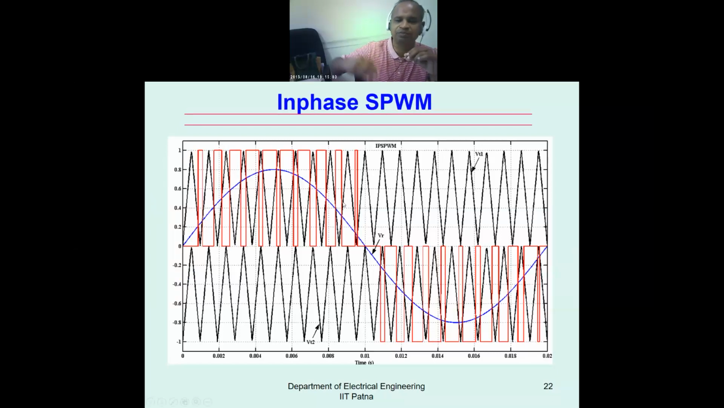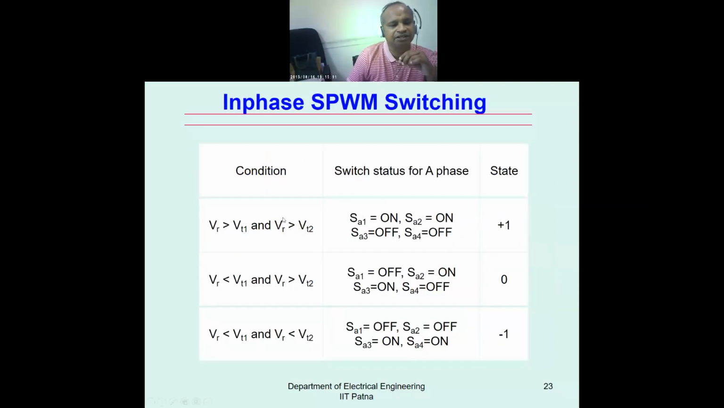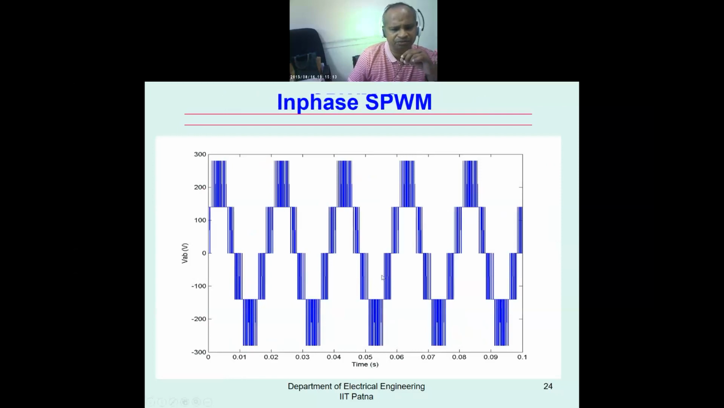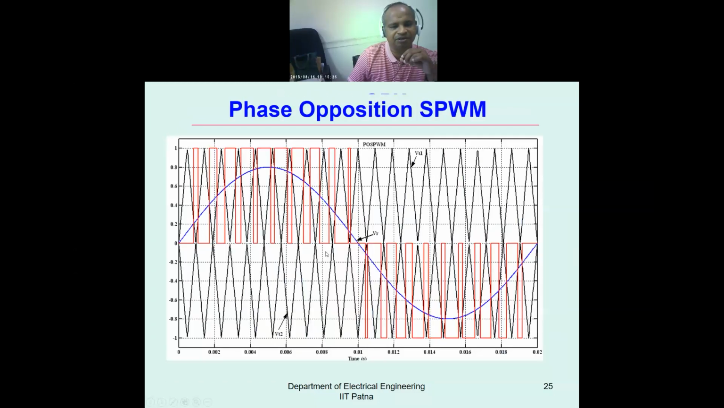If you require 5 level, you will require 4 offset carrier waves. It is the same way. So this is our line to line voltage. You can see that these are the line to line voltages, 1, 2, 3, 3 level.